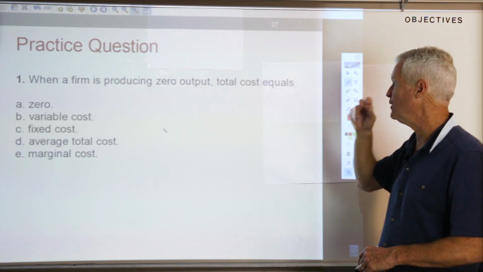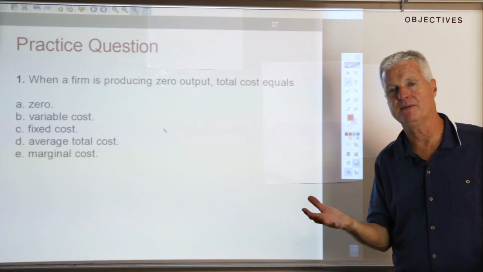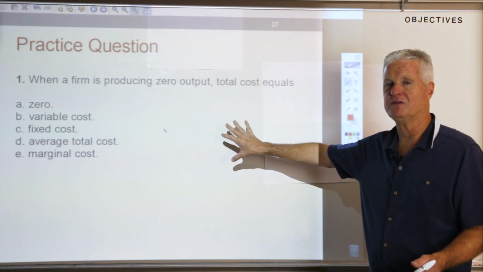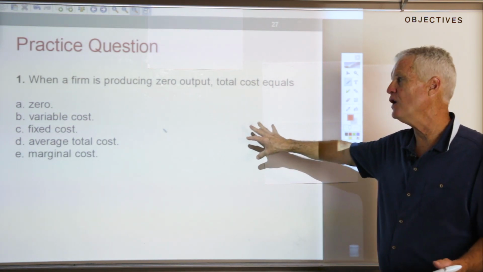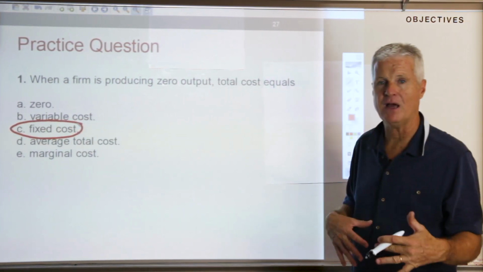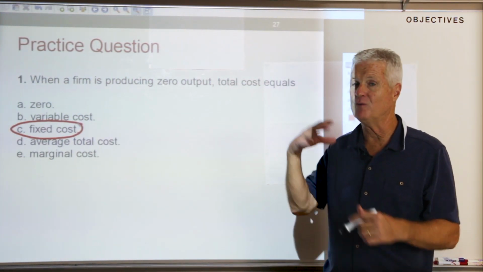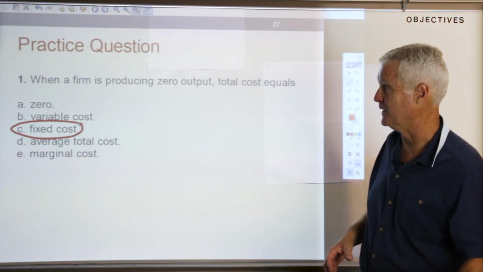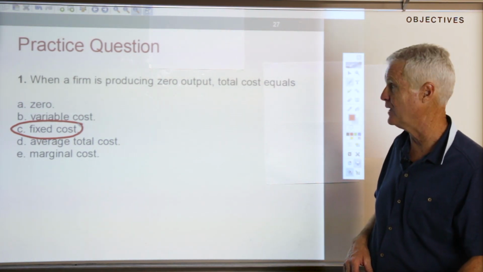Okay, firms producing zero output, total cost equals zero, right? So answer that question. And it's like, no, right? They equal the fixed cost. We have fixed costs no matter what. We had to buy the pizza oven, we had to pay the rent, or we couldn't even open the business, regardless of whether we operate the business or not.